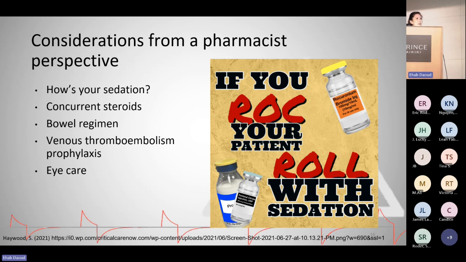Same thing with your VTE prophylaxis, if possible. Your patients are all at high risk of VTE. Of course, they're not moving. And then eye care, taping the eyes closed, the nurses out there, RTs out there, tape them closed, use artificial tears when possible.